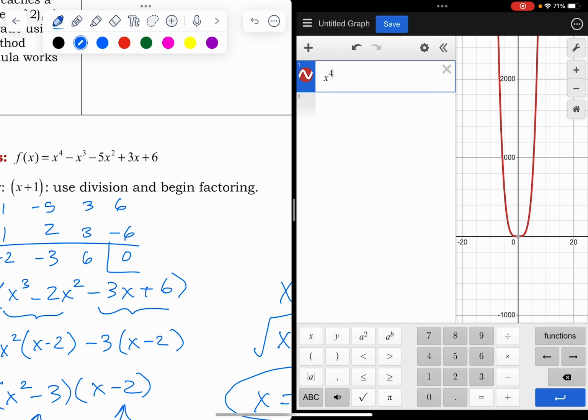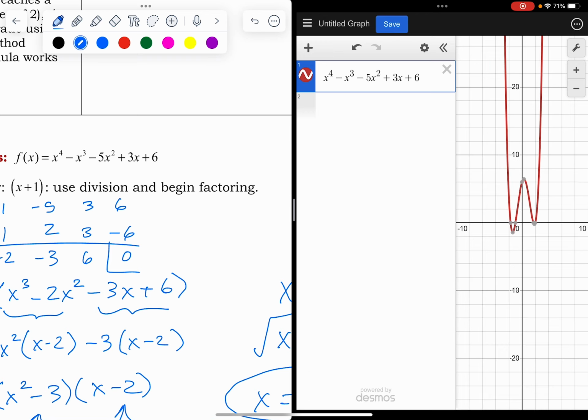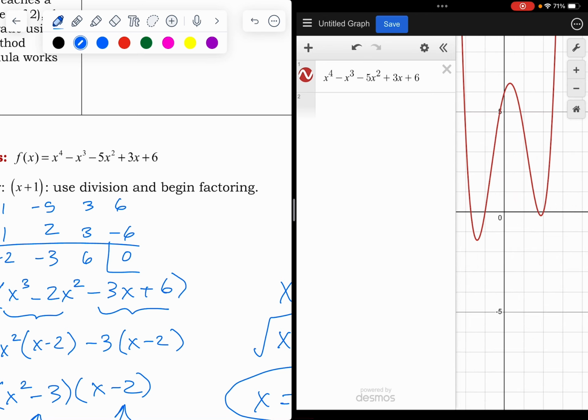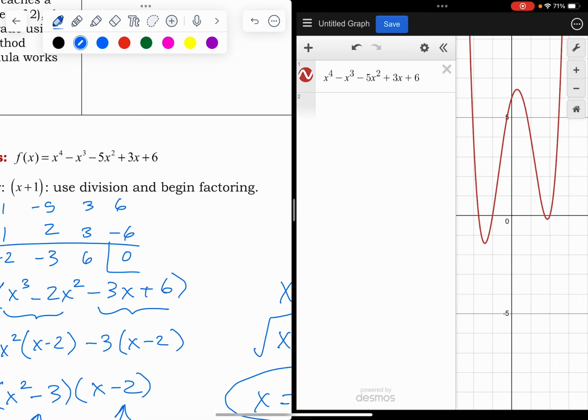There we go. And now let me make it so that I can read it. x to the fourth minus x to the third minus 5x squared plus 3x plus 6. Here's my graph. What the heck is happening? Oh, you know what? Did you see what I did there? When you have scrolled out in some capacity, do you see that house-looking thing? That sends you home to your zeros, which is great.